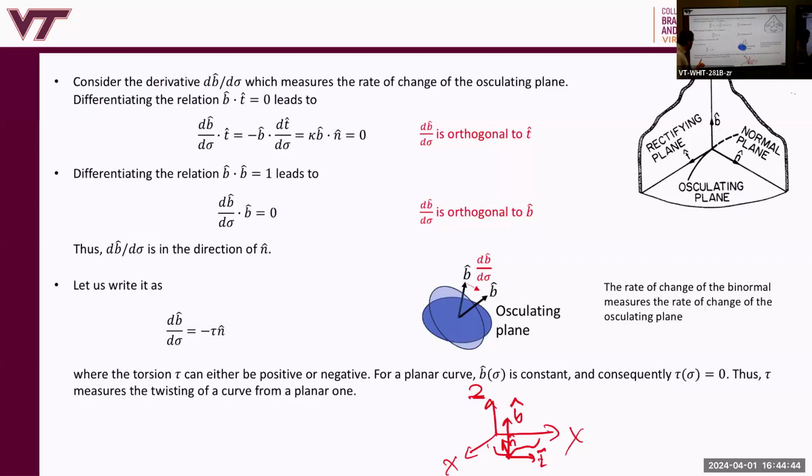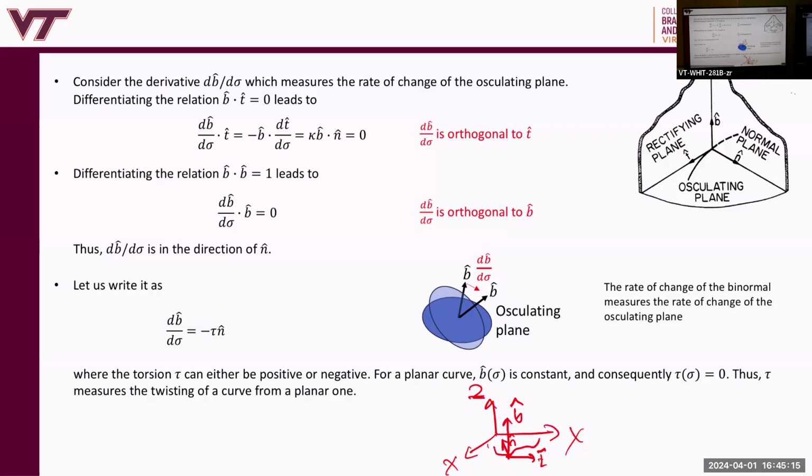Thus, what tau is measuring is the twisting of a curve from a planar one. If the whole curve can lie in some plane, it doesn't have to be the xy plane, it could be any plane, then tau is always going to be 0. But as soon as that curve lifts up out of a plane, then tau will be non-zero. So the torsion measures the twisting of a curve from a planar one. So let's look at this little figure.